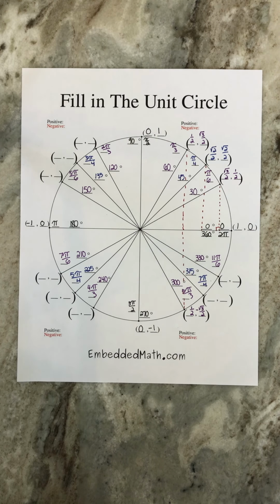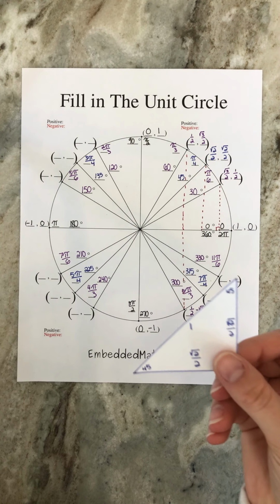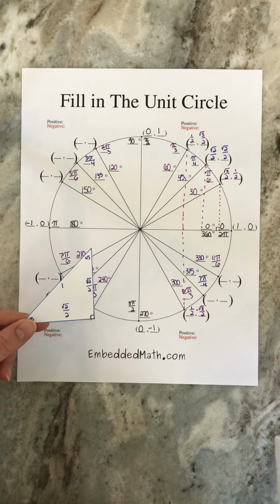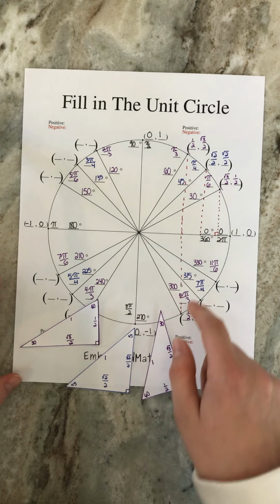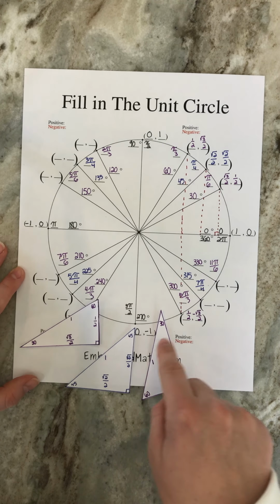So your assignment for this week is I want you to try to think of these 30, 60, 90 degree triangles. And maybe you should even try cutting some out like I did here. I made these 3 little triangles here. And I want you to try to finish filling in these other coordinates on your circle.